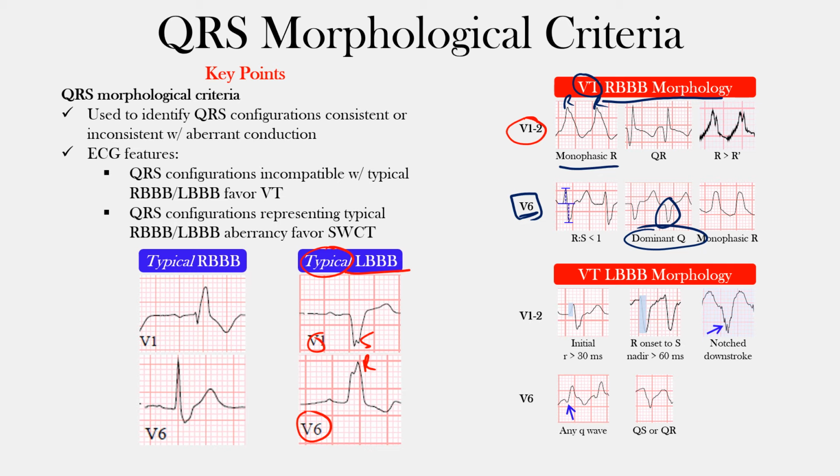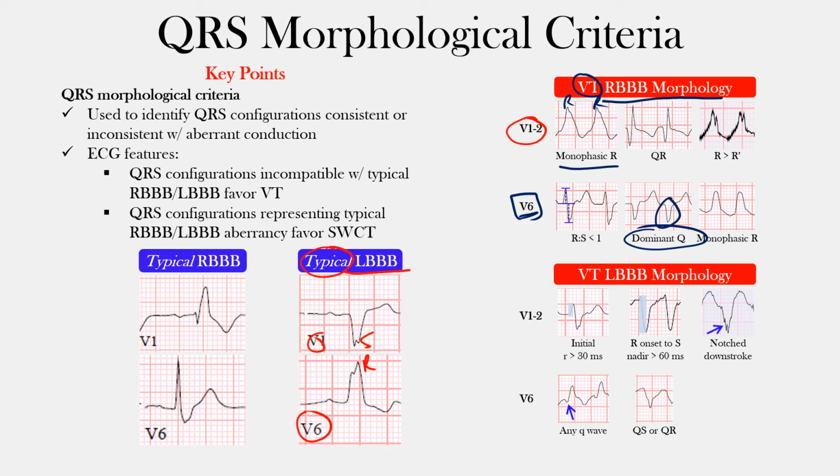Now, there are a few notable exceptions to this concept, including bundle branch block reentry or fascicular ventricular tachycardias, each of which engage the His-Purkinje network and can result in fairly typical aberrant morphologies. So let's review some of these morphologies.